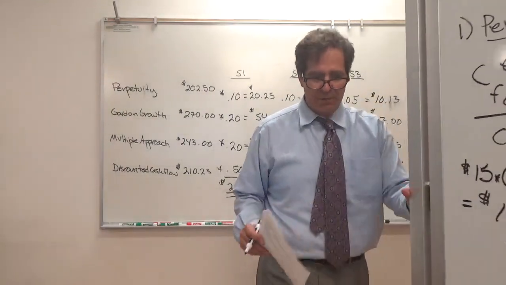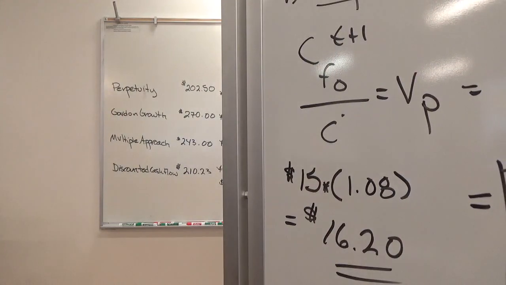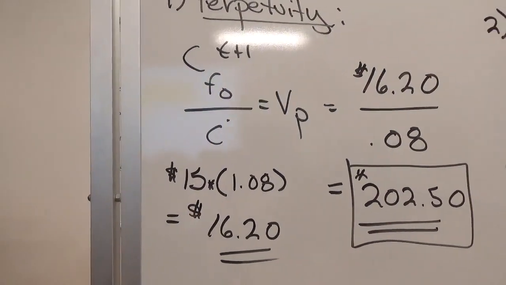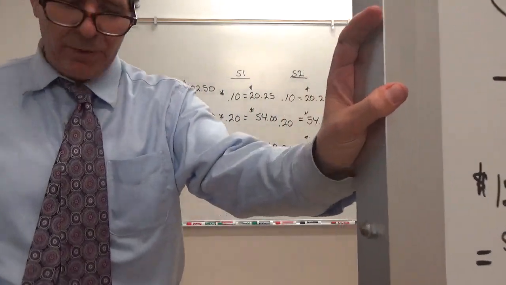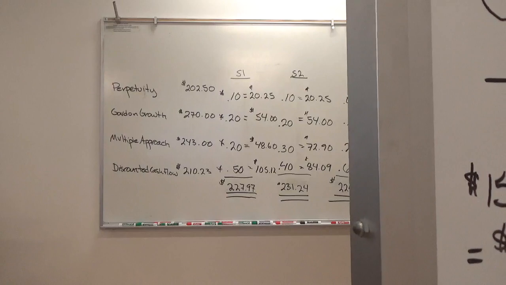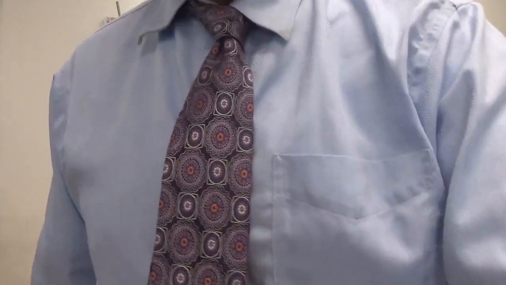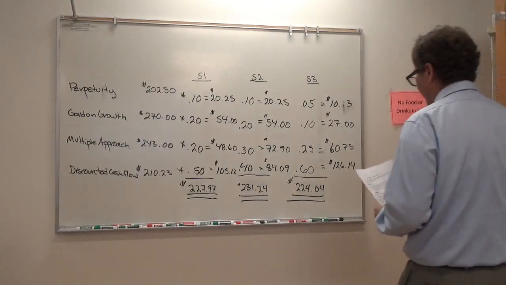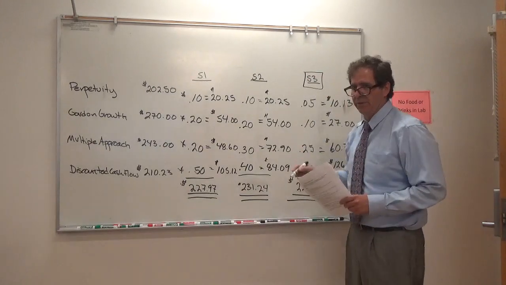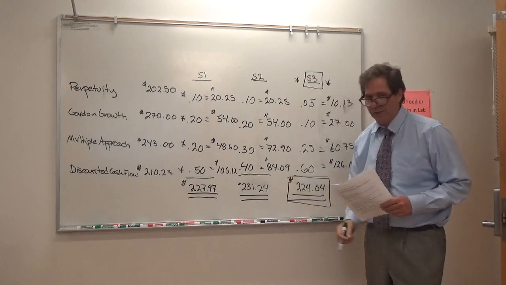We know that DCF is the most important. We know that multiple is the second most important. We know that Gordon growth is the third most important, and perpetuity is the least important. So that kind of gives you a guide on what the weighting scheme should be. So which one? I got more votes for S3. Okay, so we'll use S3. Okay, and it's going to be the 224.04. Got it. Okay.